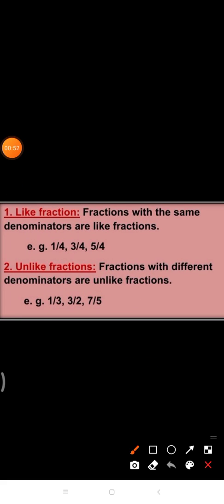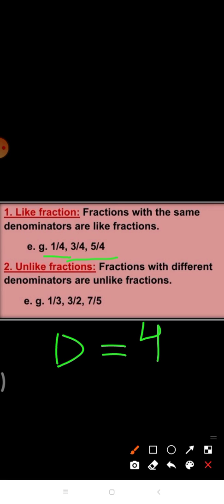First is like fractions. Fractions with the same denominators are like fractions. For example, we have 1 by 4, 3 by 4, 5 by 4. Students, if you can observe these fractions, all these fractions have same denominator, that is 4. So all these fractions are like fractions.